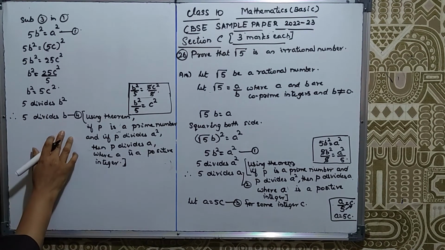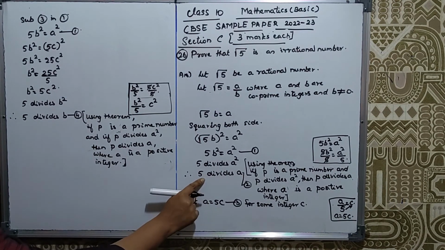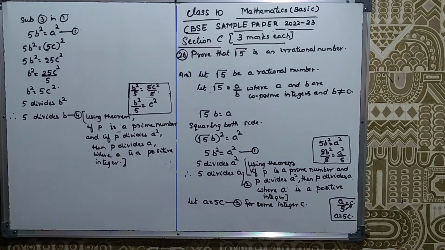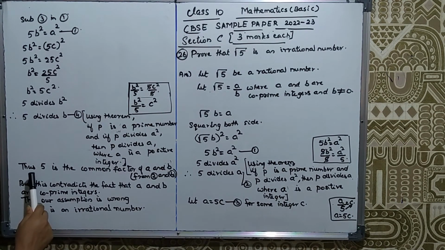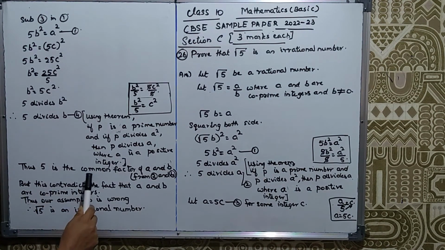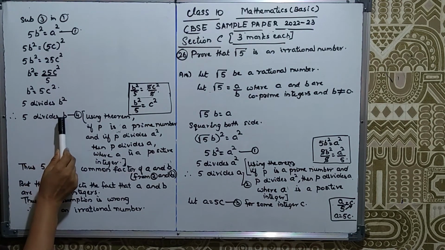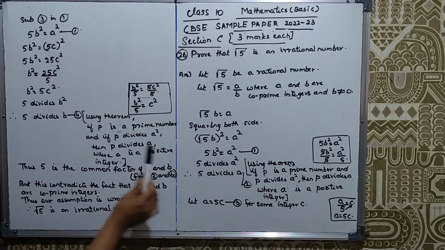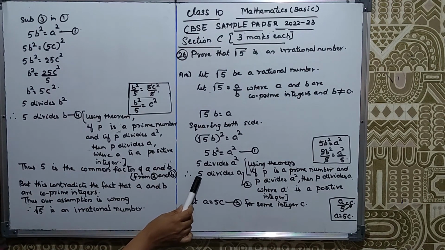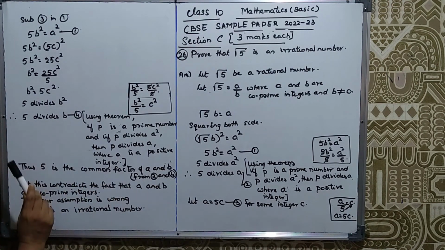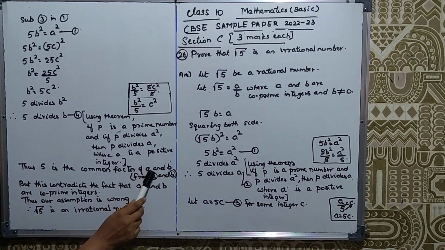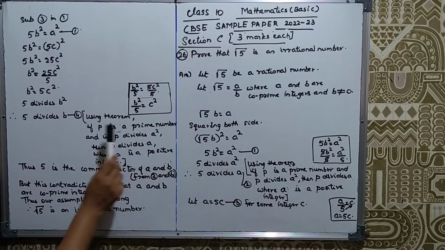Now 5 divides a and 5 divides b. So 5 is dividing both a and b, which means 5 is the common factor of both a and b. How? Because in equation number 2, 5 divides a, and in equation number 4, 5 divides b. So thus 5 is the common factor of both a and b from equation numbers 2 and 4.